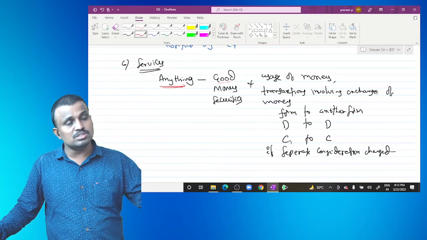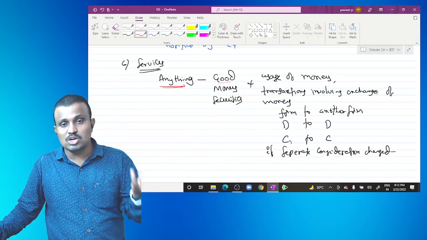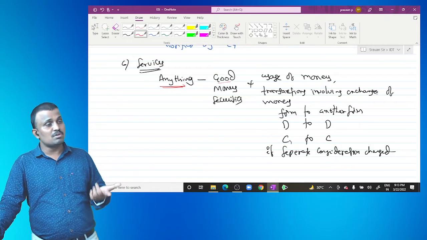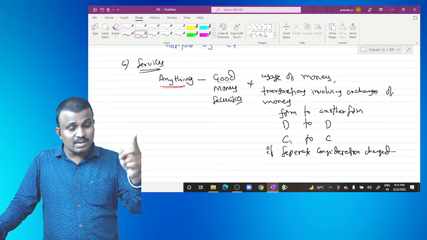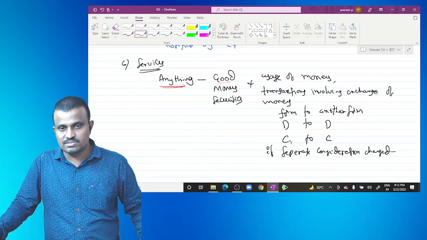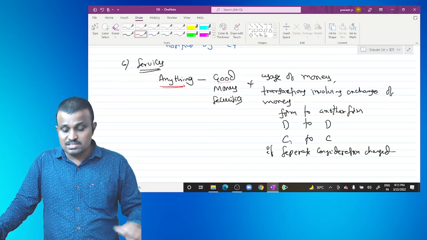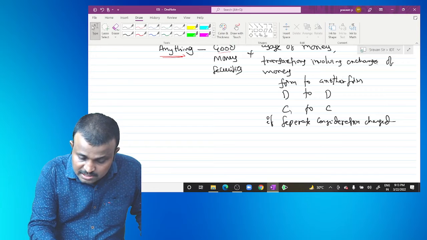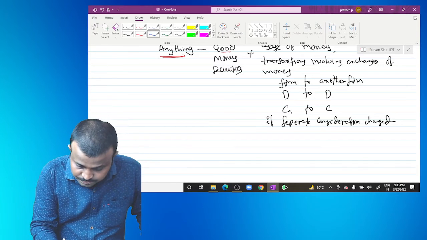For example, you go to the bank and you have around $10,000. You go to the SBI bank and you convert the amount into rupees. Then SBI bank charges some amount of commission. That commission is said to be a service. So here we have one word called money changing transaction.